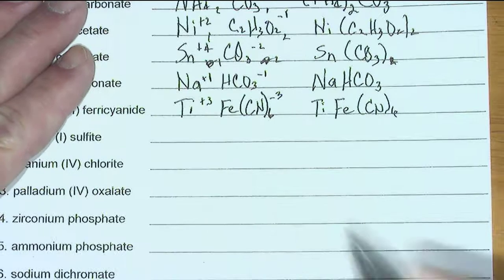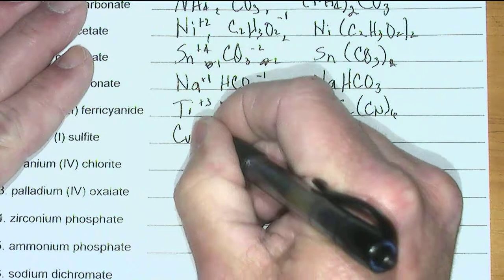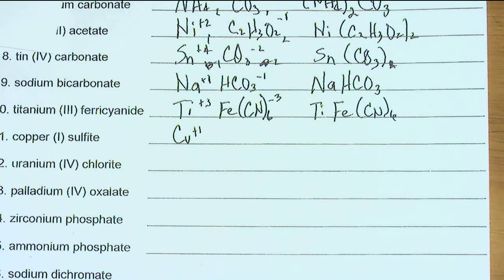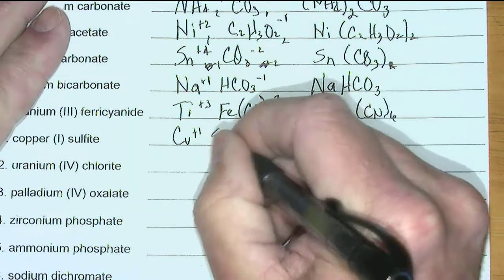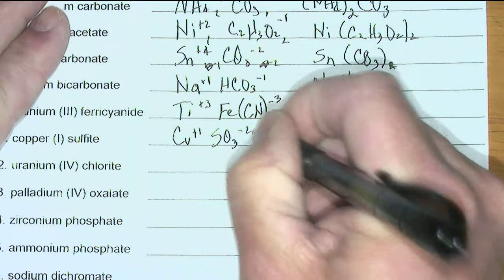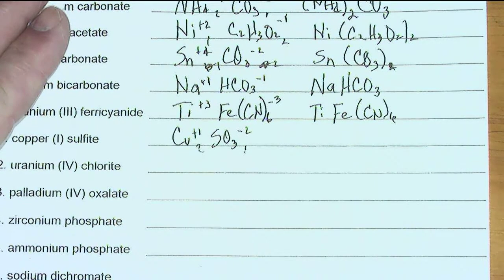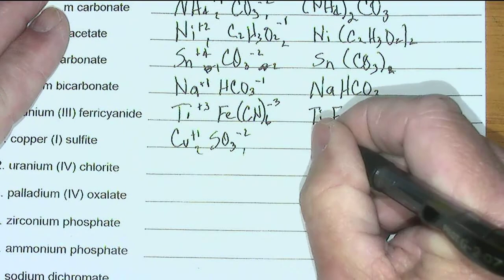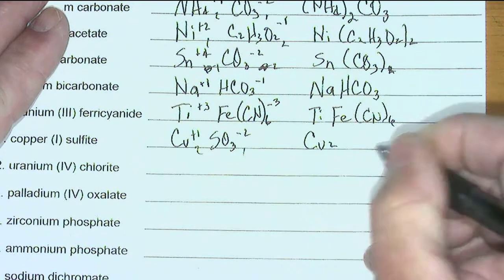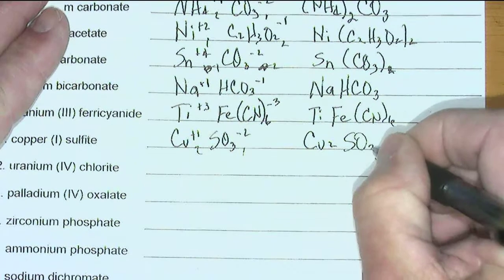Okay, copper 1 sulfite. Copper 1, that means copper's a +1. And your sulfite ion is in the -2s. It is SO3. So we're going to cross these. 2 comes down here, 1 over here. So this one's going to look like Cu2SO3.